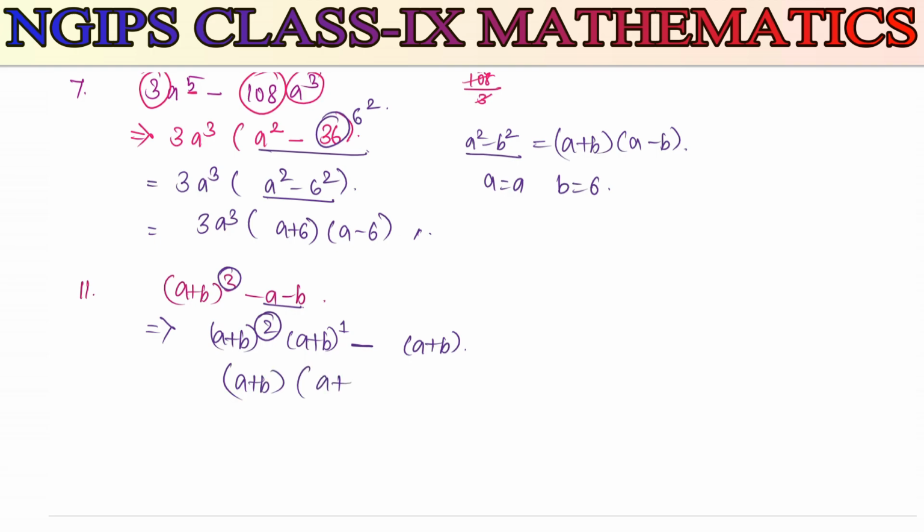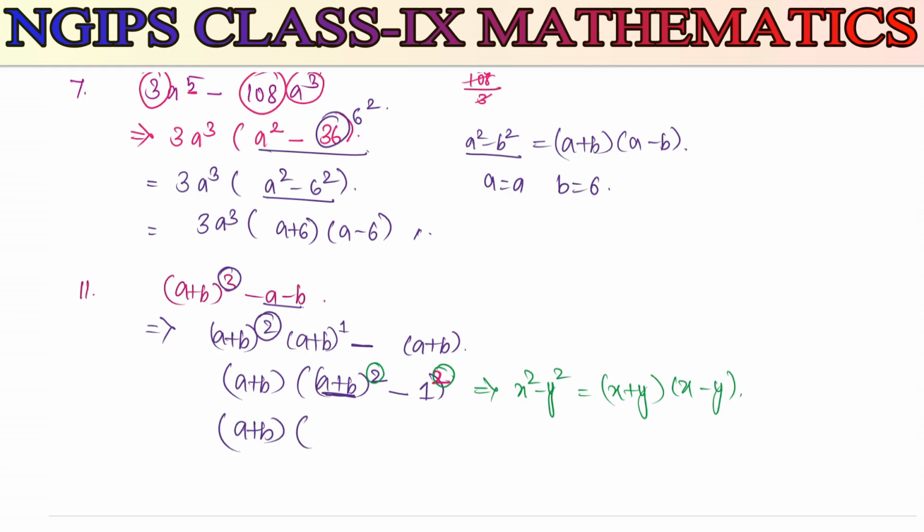The terms are a plus b whole square. I took a plus b out, and minus, if nothing is there, here we can write it as 1. If nothing is there, you can take it as square here. So this is in the form of x square minus y square is equal to x plus y into x minus y. So you forget about the squares, just write like this: a plus b into a plus b plus 1, and the next term a plus b minus 1. So these are the factors for the 11th question.